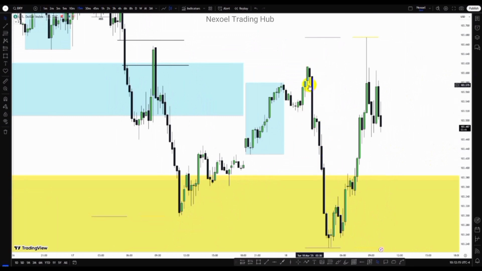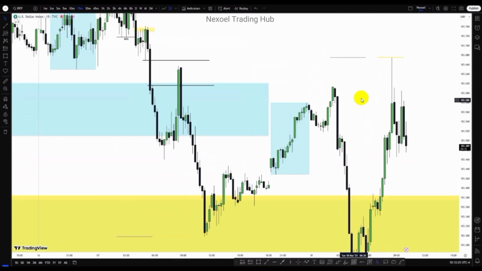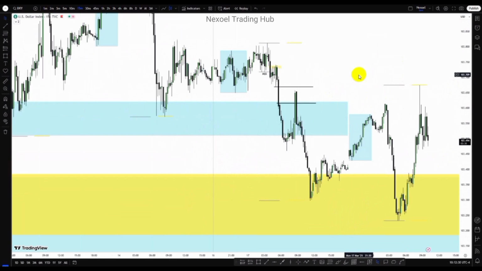What we can see is that price didn't return into this fair value gap. Price just continued bearish to the downside, taking out yesterday's low points. So this is what we clearly saw in the delivery in the dollar index.